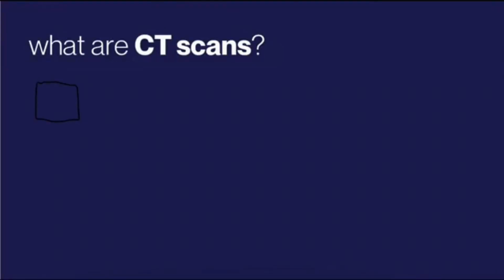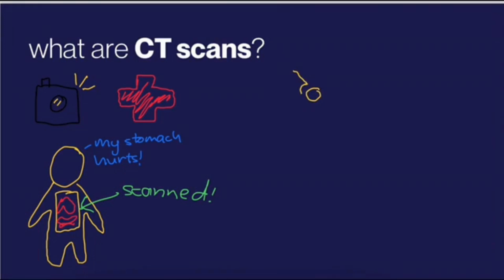Computed tomography scans, also known as computed axial tomography or CAT scans, are a type of medical imaging that is used to look at a patient's internal structure. CT scans utilize X-rays to achieve this.